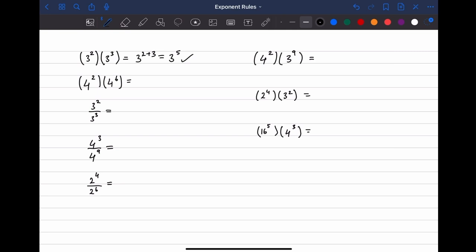Next one, super simple once again. You can just add the exponents because we are multiplying. So this would be 4 to the power of 2 plus 6, which is equal to 4 to the power of 8. And we're done once again.